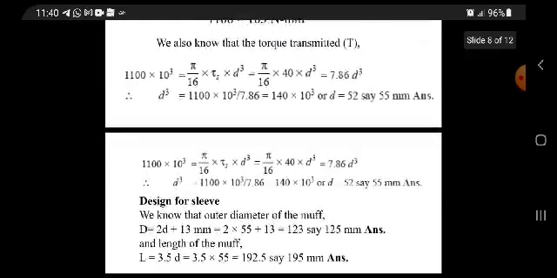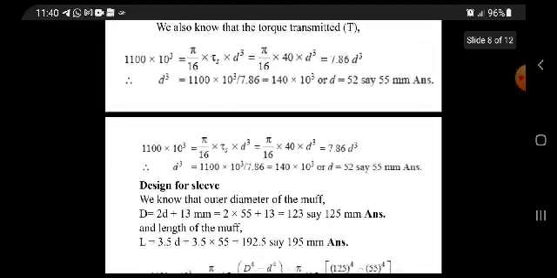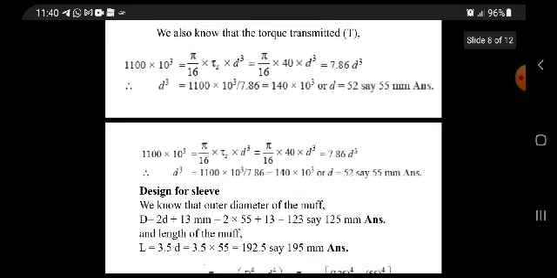We also know that the torque transmitted T, 1100 into 10 power 3, is equal to pi by 16 into tau into d cubed. That is the torque transmitted formula. We have applied the given values and calculated values in this formula. We got the diameter d equal to 52 mm, so we take the rounded value as 55 mm.